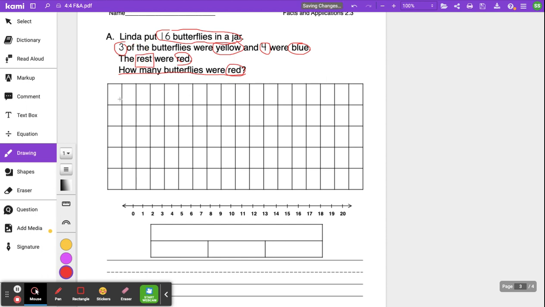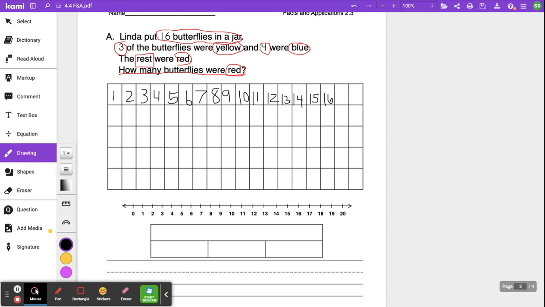Okay, so I wasn't given numbers here, but we do want to say what was the total number of butterflies that we had. What is the total number? Yes, 16. Pause the video and write in your numbers to 16. Okay, now you can see that we have our numbers to 16. I'm not always going to use all of the squares. I need to make sure I'm using just what I have as the total. So Linda put 16 butterflies in a jar. That's the total number of butterflies.